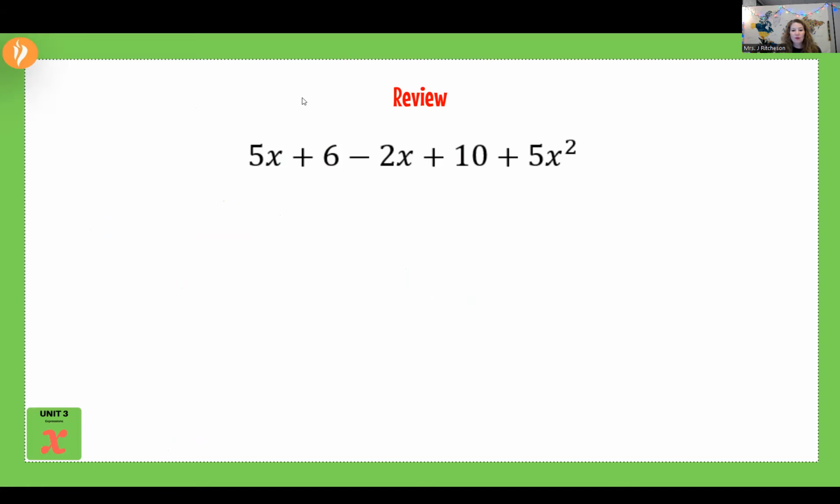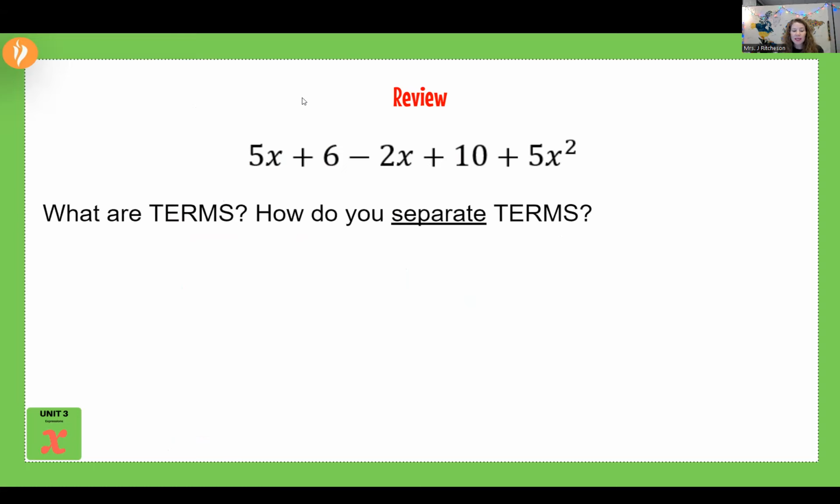All right, so a quick review. You looked at how to determine how many terms you have, coefficients, constants, all that last week. But just a review, how do we separate terms? How do we know that these are 5 different terms? Well, terms are separated by plus and minus signs. So the first one is a term, and then the sign separates it from 6. Let's circle our terms.